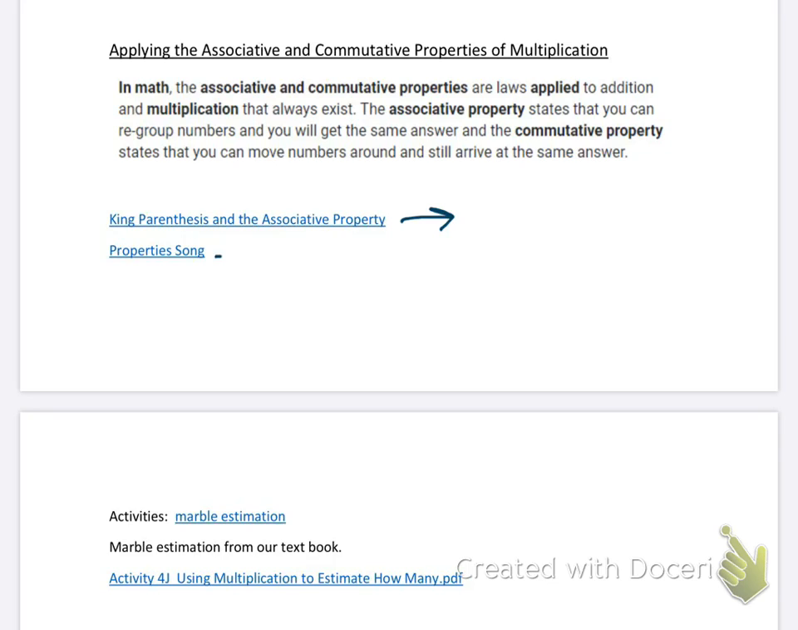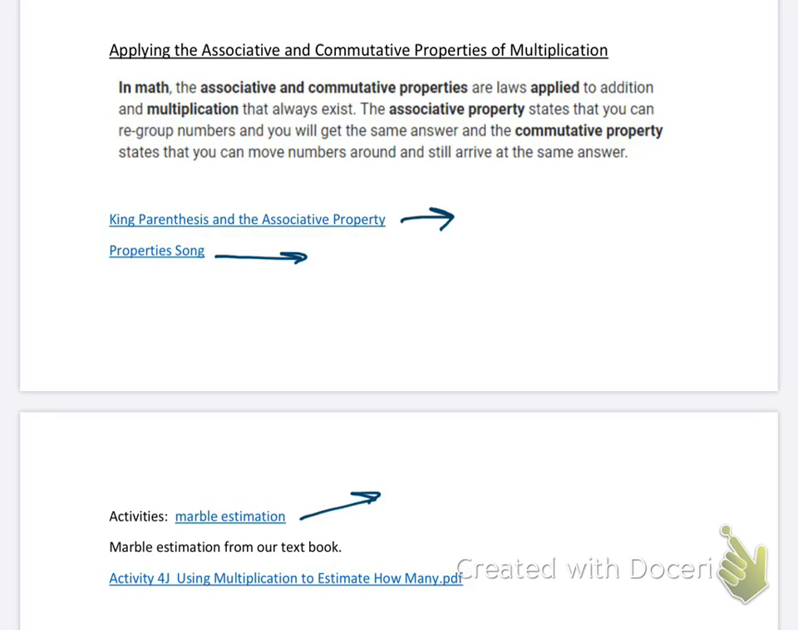And this is a properties song to help you or your students remember the properties. And this is another activity that's marble estimation. See, these are all hyperlinks. If you click in here on the PDF that I've posted, you'll be able to see all these different activities and see what works for you, what you may want to use in your bag of tricks, or what doesn't work for you.